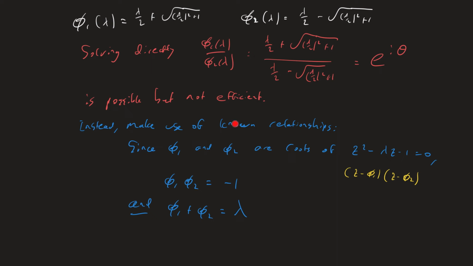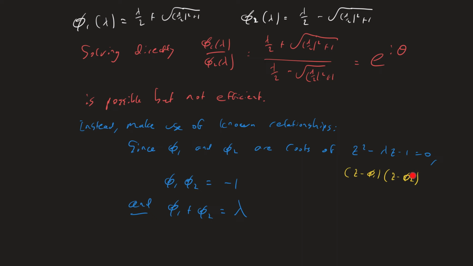Instead, what we should do is make use of the fact that we know that phi 1 and phi 2 are the roots of a quadratic equation. Specifically, they are the roots of the quadratic equation z squared minus lambda z minus 1 equals 0. Being the roots, in other words, it means that z squared minus lambda z minus 1 is equal to z minus phi 1 in brackets times z minus phi 2 in brackets. These are the two roots that make this 0.